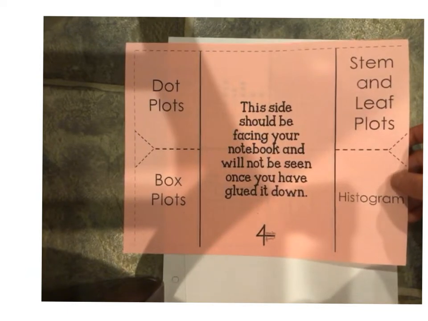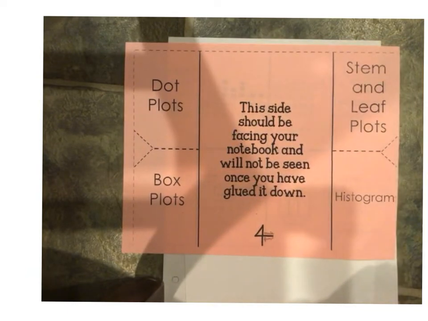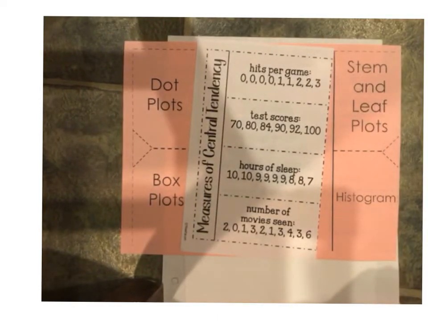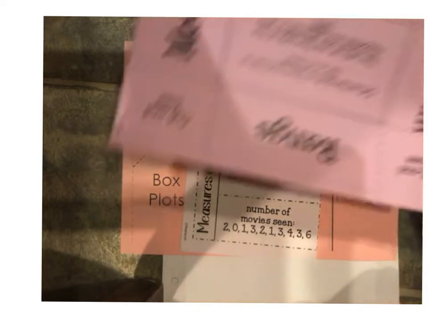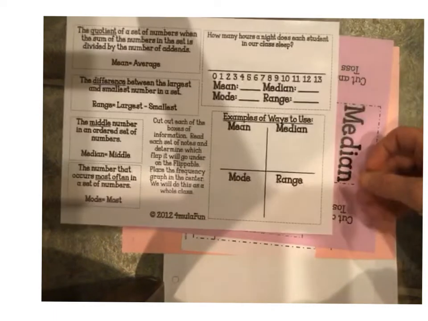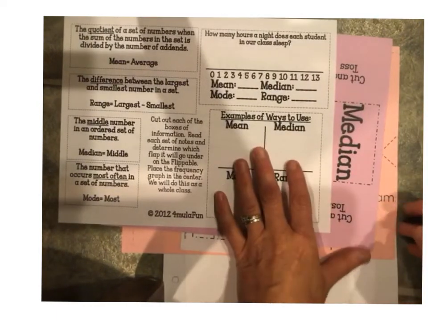You're going to pull out a pink page that looks like this. You're also going to pull out a white half sheet. It says measures of central tendency. You should have a purple sheet that looks like that. And finally, there's also a white sheet. We are going to get started with the pink sheet.